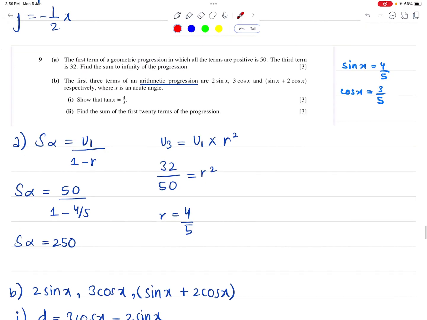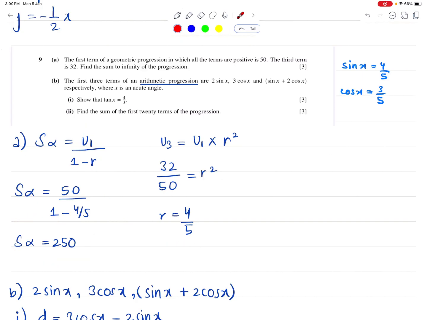Now that I have this, I can simply plug it into this formula, which is the sum to infinity for a geometric progression, that is first term divided by 1 minus r. First term is 50, r is something we just found out, that is 4 by 5. So I get the value for sum to infinity, that is 250.